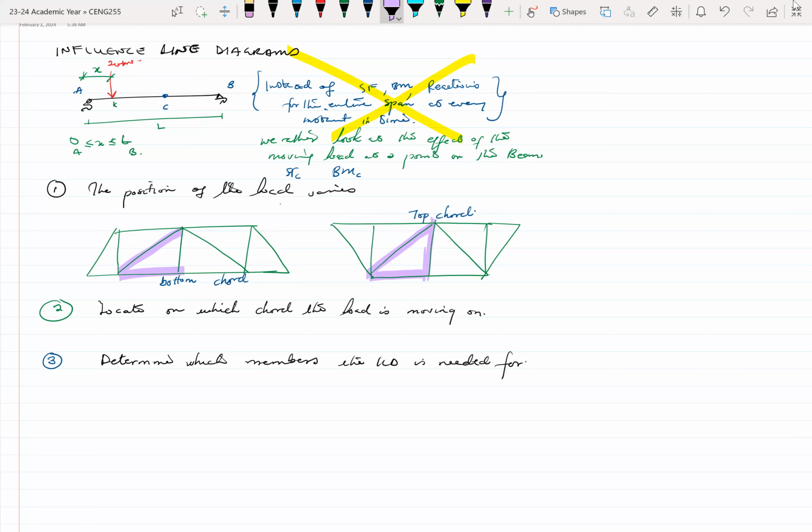Always, always. Maybe it could be this three on the left or this three on the right. Whatever be the case, always identify the members you want to calculate for.